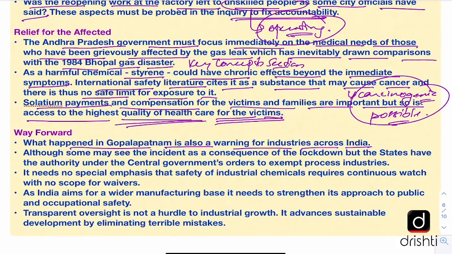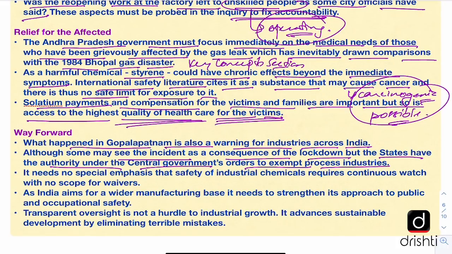Safety first should always be the rule, and it has to be complied with both by the industries as well as by the government authorities. And although some may see the incident as a consequence of the lockdown, the states have the authority under the central government's orders to exempt process industries. So the lockdown cannot serve as an excuse for not adhering to the safety norms.